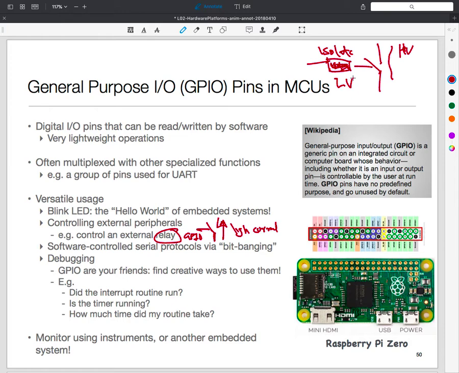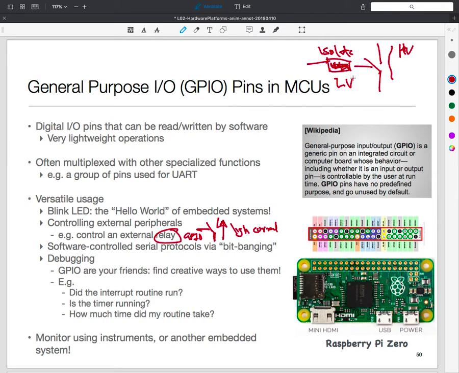So you can use them for debugging, and in a sense, you can monitor the state of the GPIO pins by using standard lab instruments, or perhaps even another embedded system. You can use a second little embed to help monitor your main device.